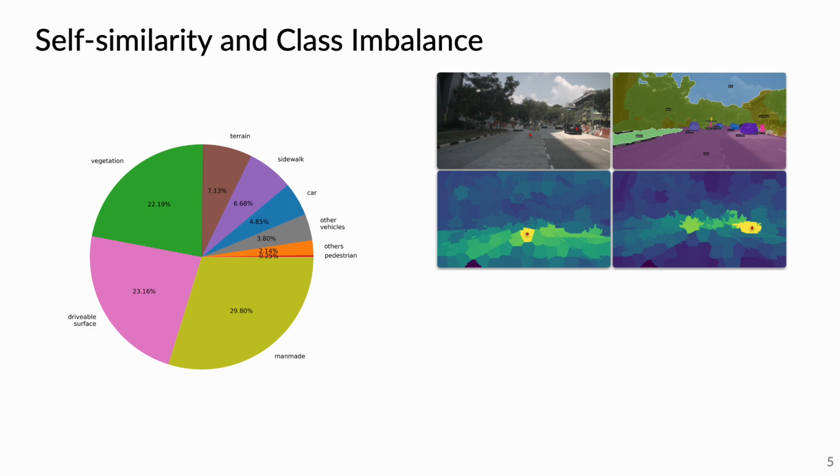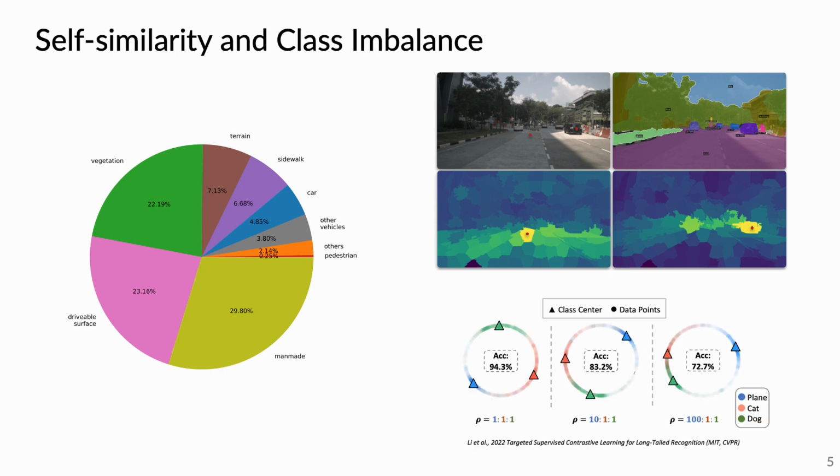Another challenge is the severe class imbalance. For example, dynamic objects like vehicles and pedestrians are severely underrepresented compared to background classes like road and vegetation. In the context of supervised contrastive learning, the long-tail problem, if left untreated, leads to poor performance on the underrepresented classes. Therefore, we reason that pre-training is dominated by well-represented samples.